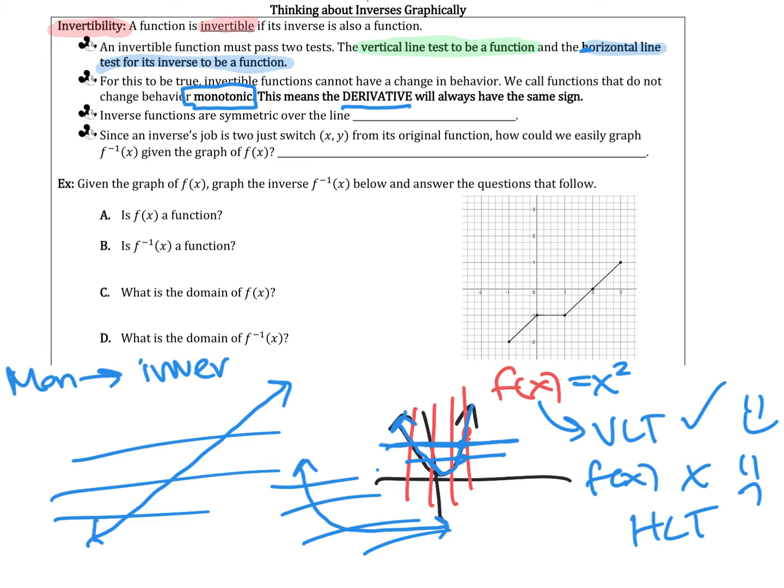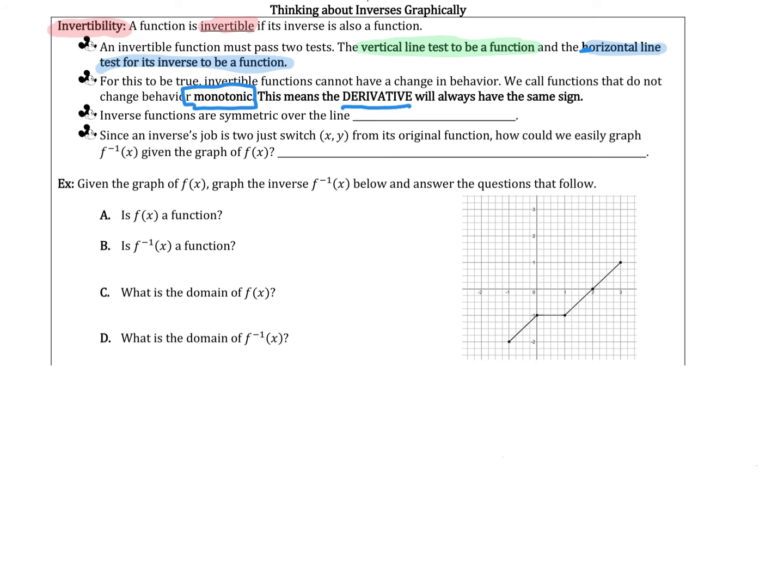So let's clear some space down here. Inverse functions are symmetric over the line y equals x, which is the line that perfectly stretches along the middle here over the origin. I'm not going to try and draw it without a ruler. So inverse functions are symmetric over the line y equals x. Since we just talked about how the job of an inverse is to switch x and y, or to undo a function, we could easily find points to graph if we take points that are (x, y) and just switch the x and y to come up with new coordinates in our inverse function.